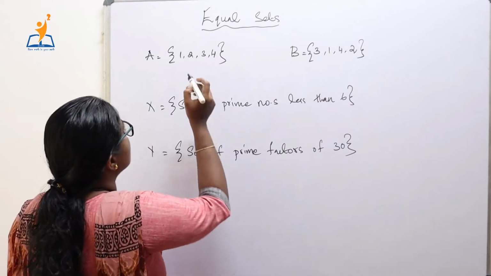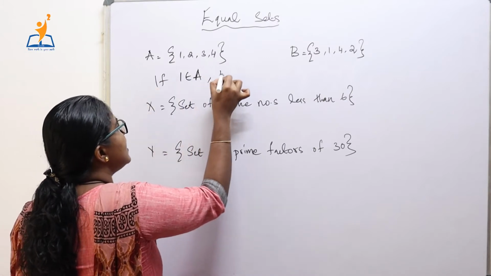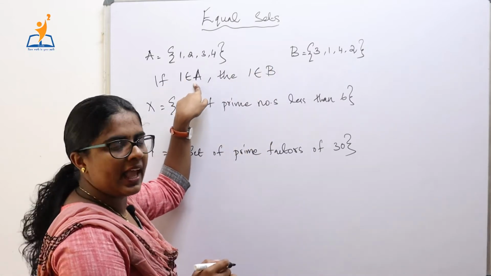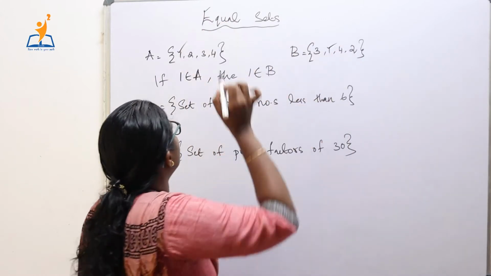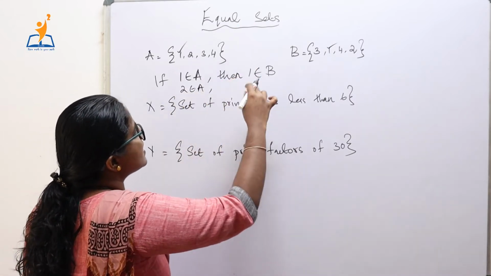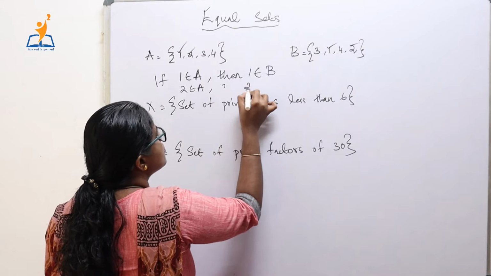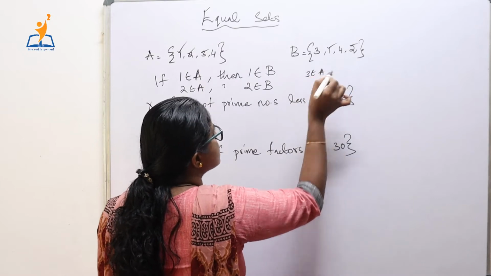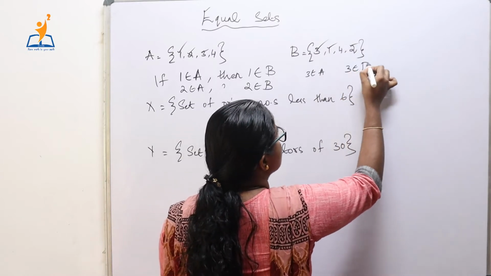Let's discuss it more. If 1 belongs to A, then 1 should belong to B also. Here 1 is in A. Now let's check whether 1 is in B. Yes, 1 is in B also. Now what about 2 here? 2 belongs to A. Now we want to check whether 2 belongs to B. Yes, 2 also belongs to B. Now 3 belongs to A, and here also there is 3. That is, 3 belongs to B also.